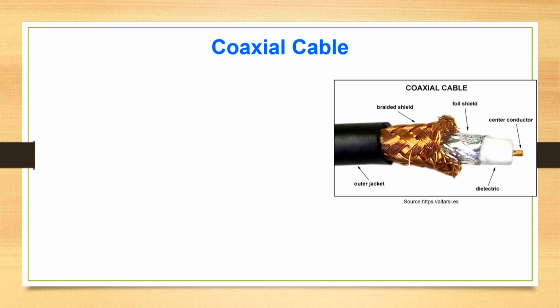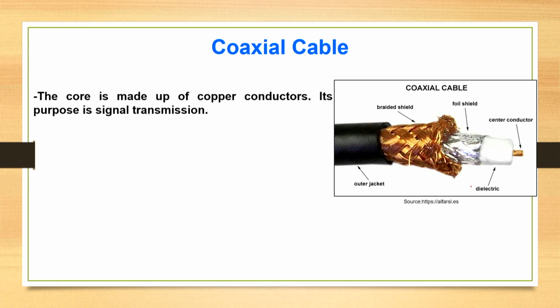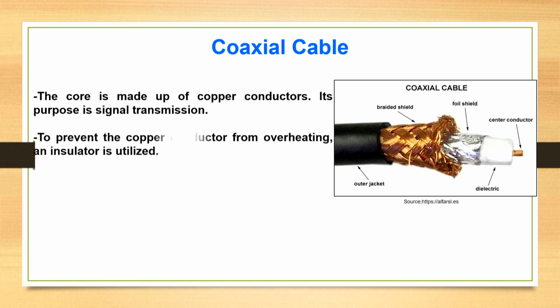Another one is the coaxial cable. In this coaxial cable, the core is made up of copper conductor, and this is the central conductor which is covered by dielectric, which is then covered by foil shield, which is then covered by the braided shield, and then it will be covered by the outer jacket. Its purpose is signal transmission. The central conductor is used for the transmission of the signals.